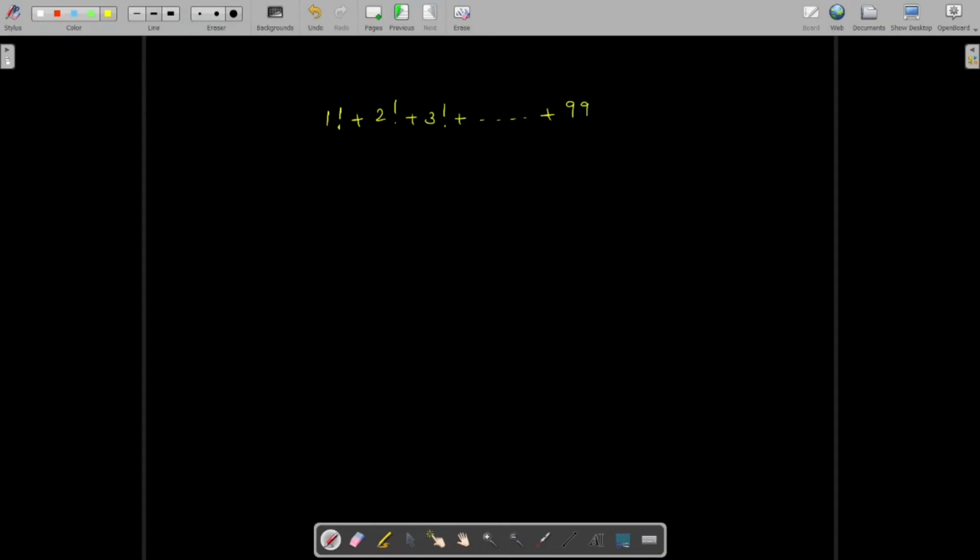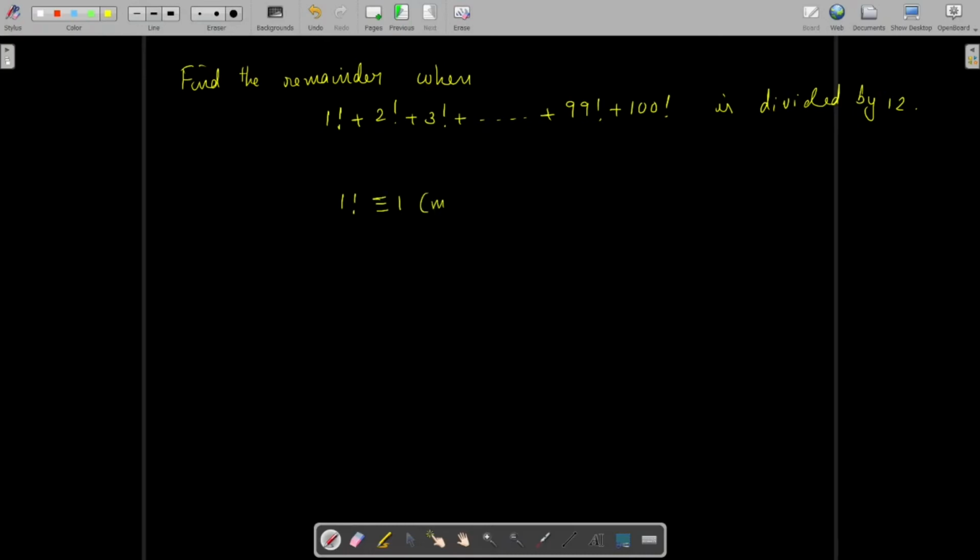plus 99 factorial plus 100 factorial is divided by 12. So let us take each of the terms in this sum. So we have 1 factorial is equal to 1, which is congruent to 1 mod 12, because 1 minus 1 is 0, which is a multiple of 12.